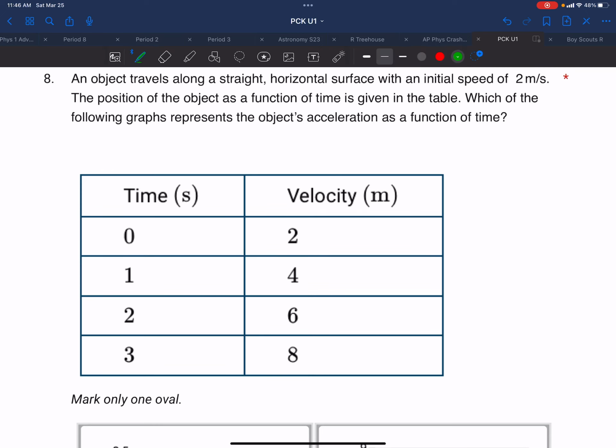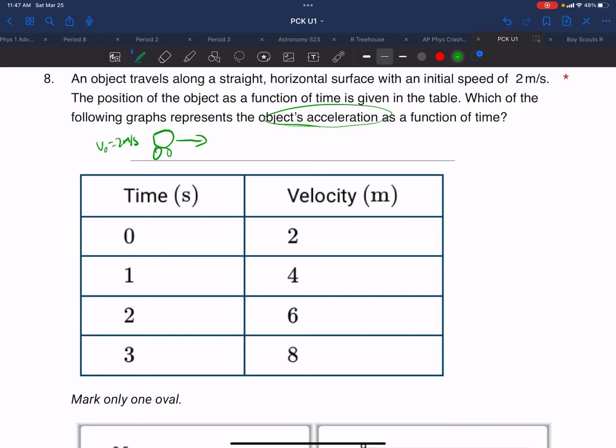In this question, we have an object traveling on a horizontal straight surface. So we might imagine a little car traveling like so. It tells us that the initial velocity is 2 meters per second, and we're given the velocity at different time intervals. And we want to know which graph represents the acceleration.